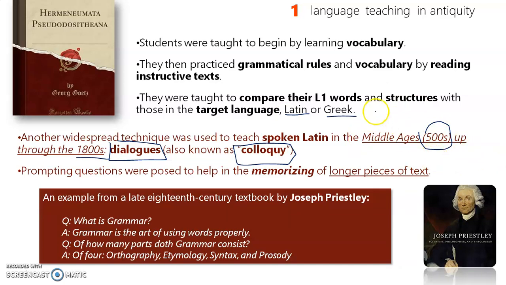Let's look at an example by a famous writer or grammarian, Joseph Priestley, and this is an example from his book in the late 18th century. It consisted of a conversation between an educator and a learner. Question and answer. What is grammar? Grammar is the art of using words properly. How many parts does grammar consist of? Of 4: orthography, etymology, syntax, and prosody. Therefore, grammatical rules were memorized in the form of dialogues. There was no application like we do nowadays.